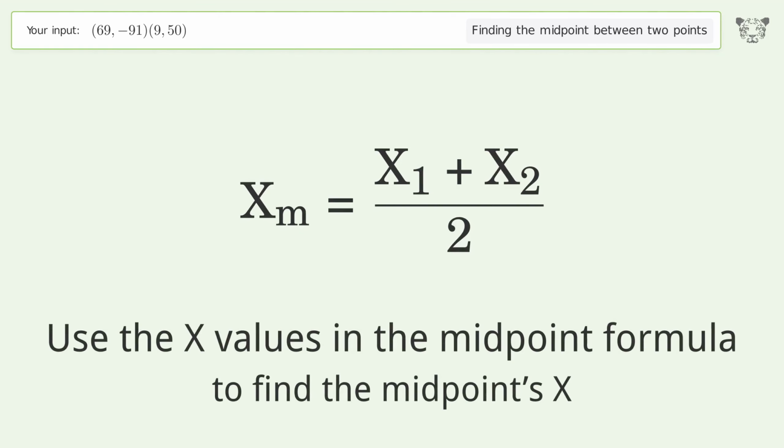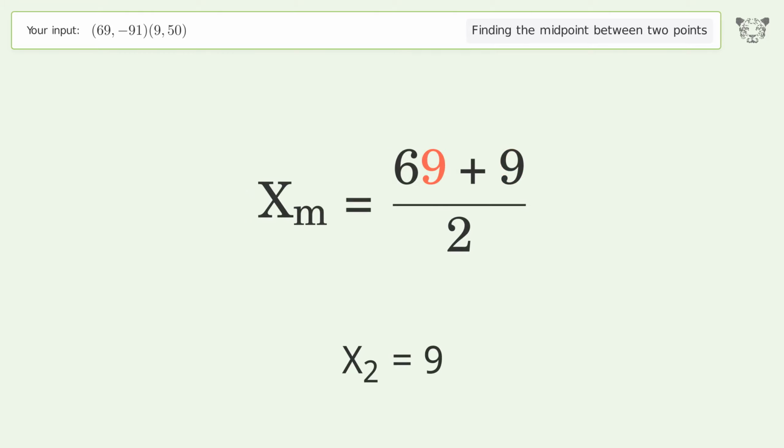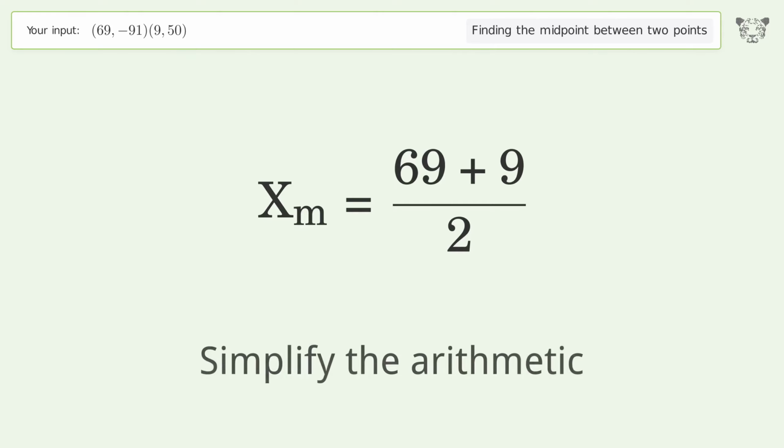Use the x values in the midpoint formula to find the midpoint's x. x1 equals 69. x2 equals 9. Simplify the arithmetic.